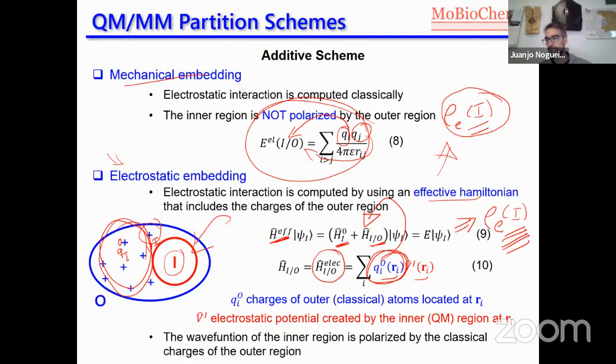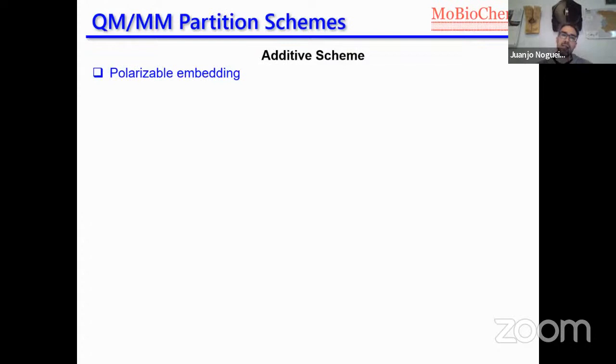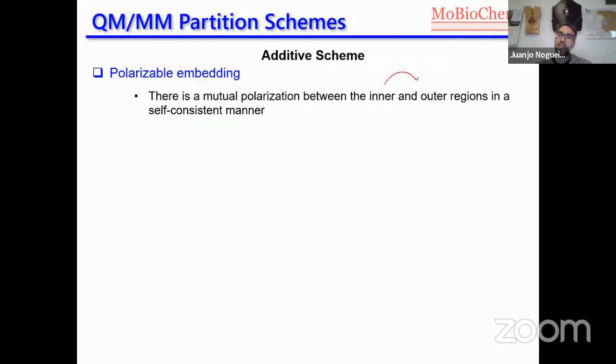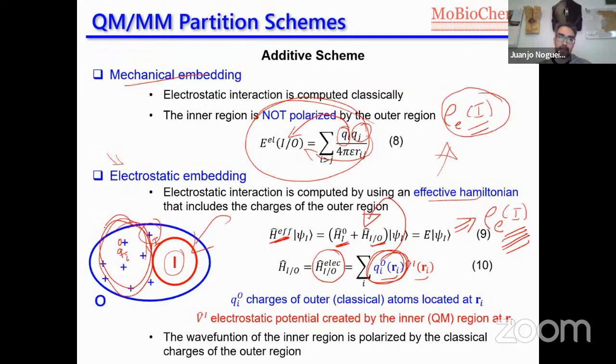Okay, so we have an even better approximation, or in theory a better approximation, which is called polarizable embedding. And here, there is a mutual polarization between the inner region and the outer region. Remember that in the previous one, the outer charges are polarizing the inner region, and that's it. The inner region is not polarizing the outer region. So polarization only goes from outer to inner in this approximation. And this is usually fine because, as we said several times, the inner region is the relevant one. So this is why we only polarize the inner region.